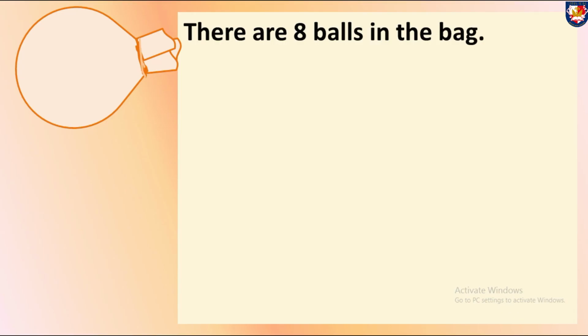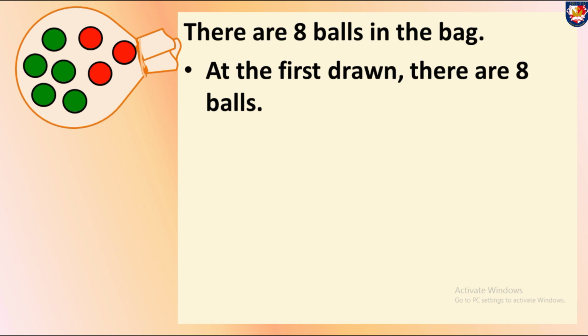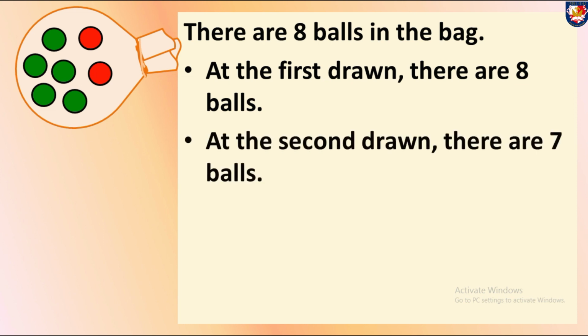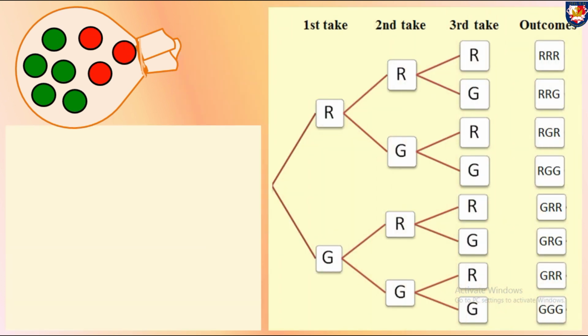So there are 8 balls in the bag, as you can see, 3 red balls and 5 green balls. At the first draw, there are 8 balls, and then we take one. That means at the second draw, there are 7 balls. We take another one at the second draw. Then, at the third draw, there are only 6 balls remaining. This is the tree diagram and outcomes that represent the case, but in this tree diagram, we're missing each probability.